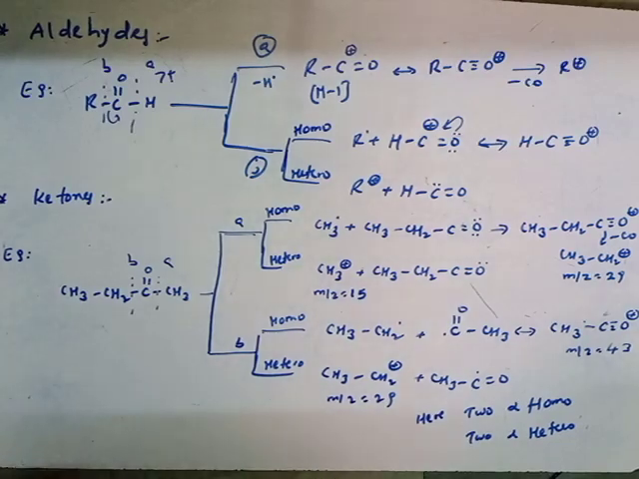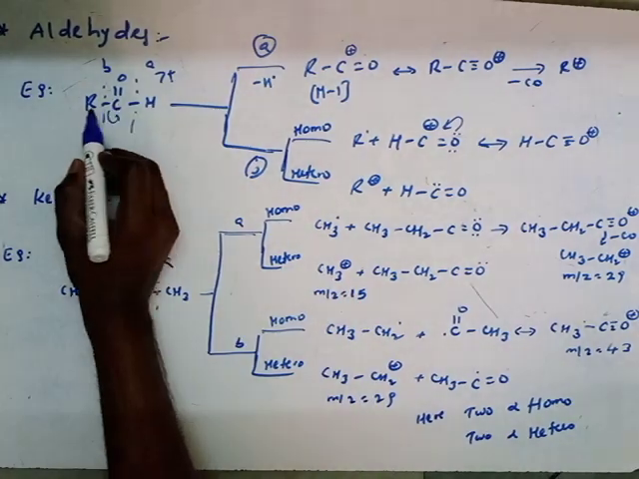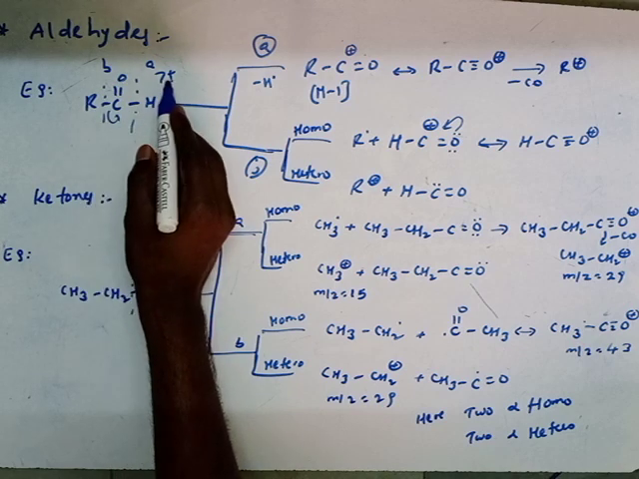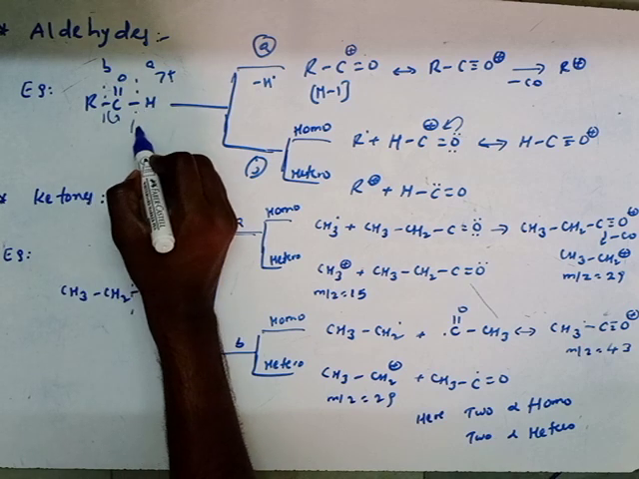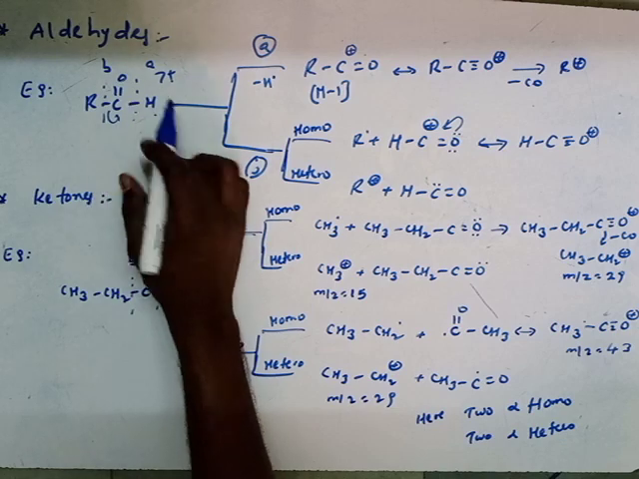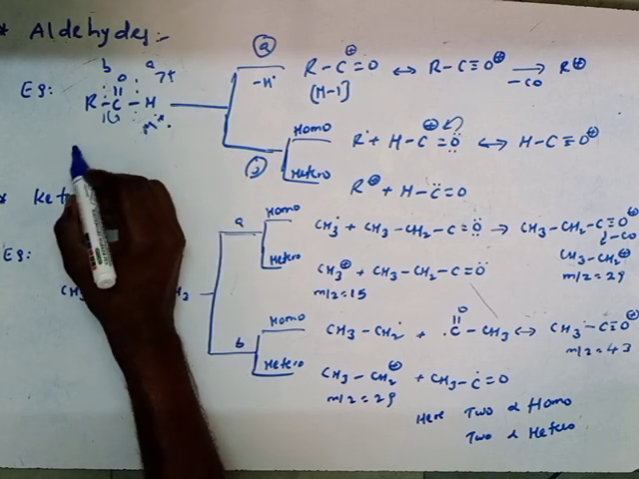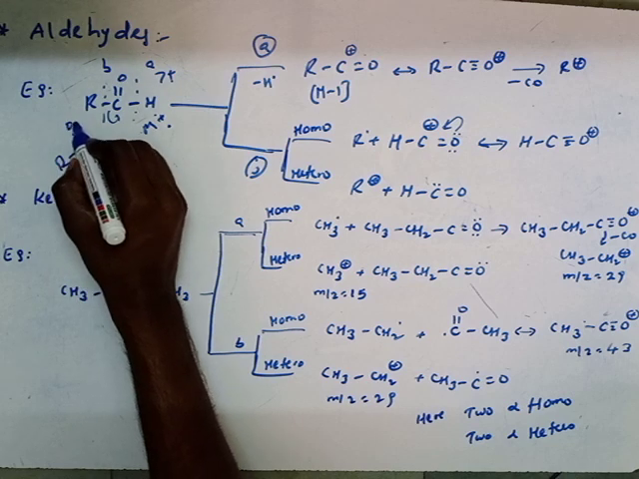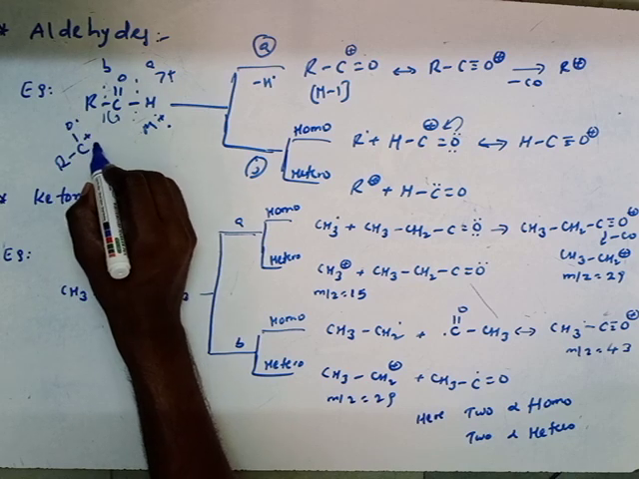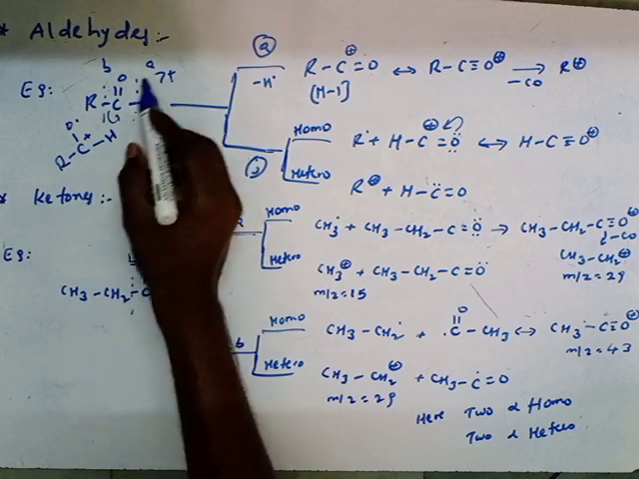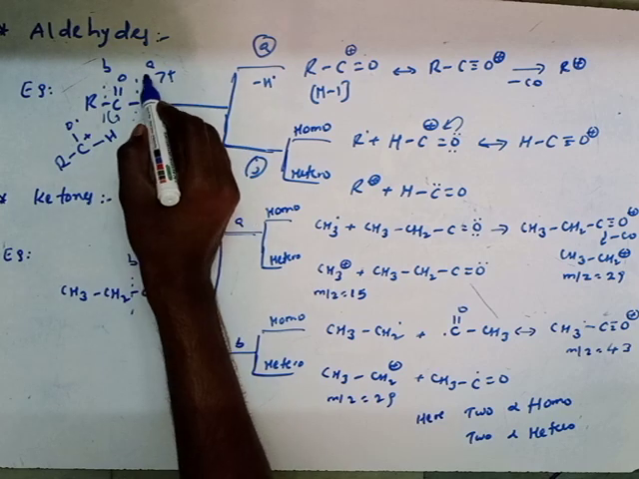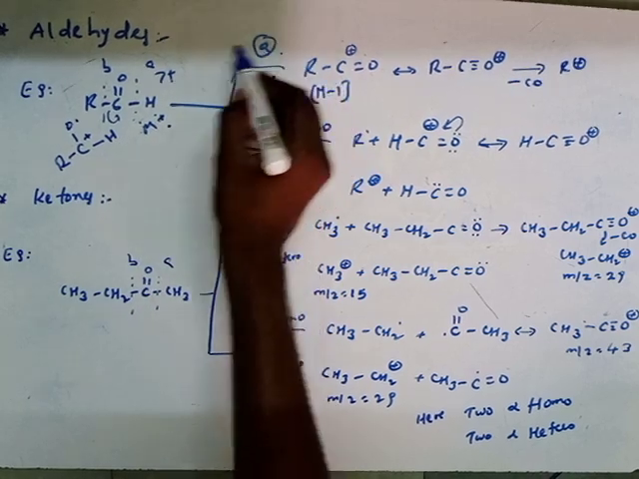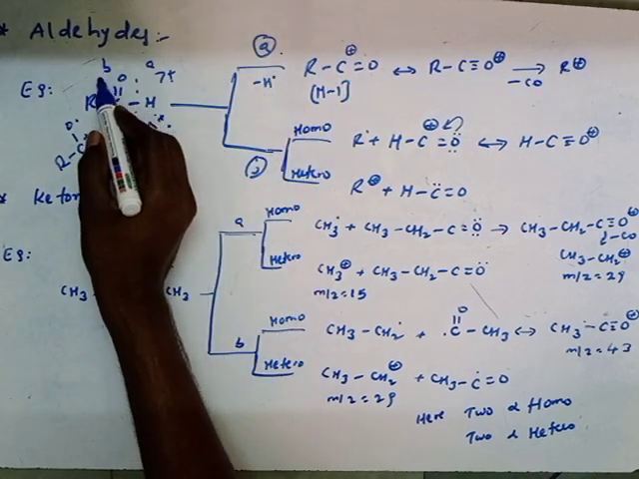Now we are discussing aldehydes. This is the functional group of aldehyde, and it is a molecular ion. The aldehyde's molecular ion can also be written like this, with a positive dot, here H. There are two types of cleavages. Here, the carbonyl group: on one side the cleavage is A type, and on the other side is B type.